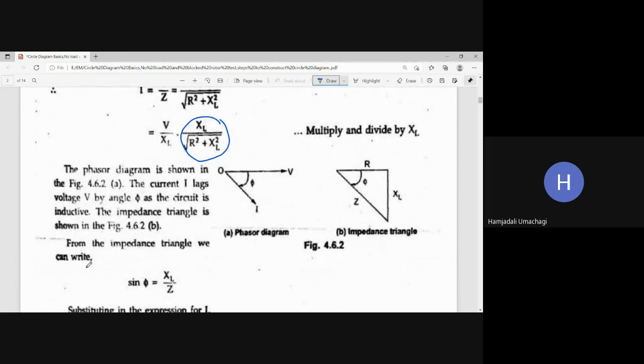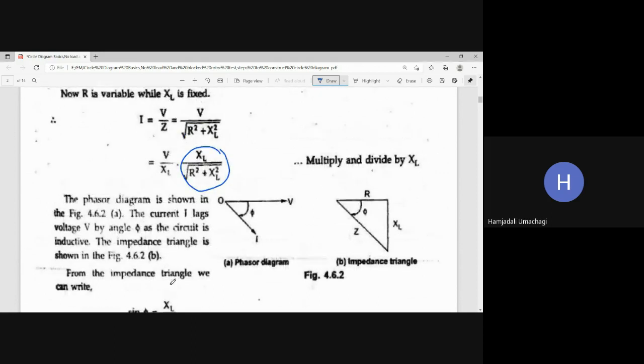From the impedance triangle we can write sine phi. Sine phi is the opposite side divided by the hypotenuse. If this is the angle phi, the opposite side is XL and the hypotenuse is Z. So sine phi is equal to XL by Z.